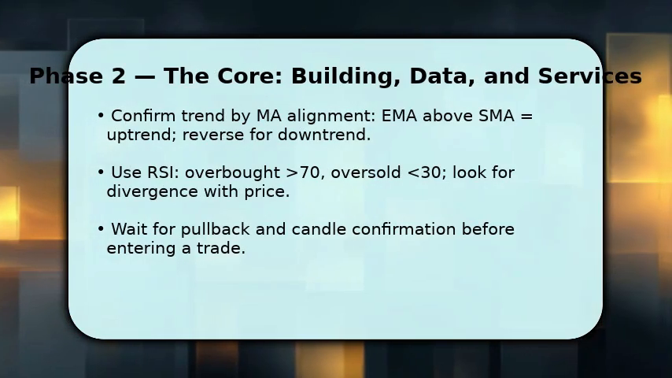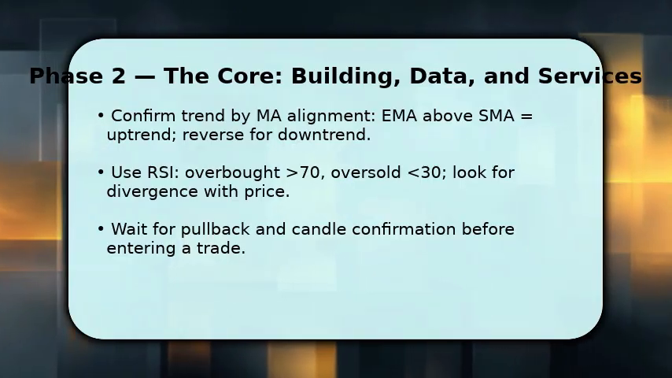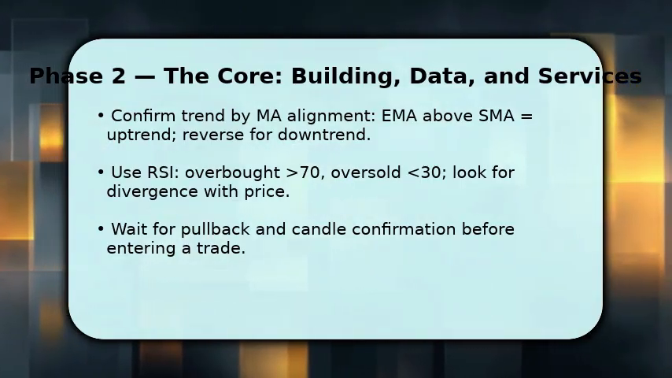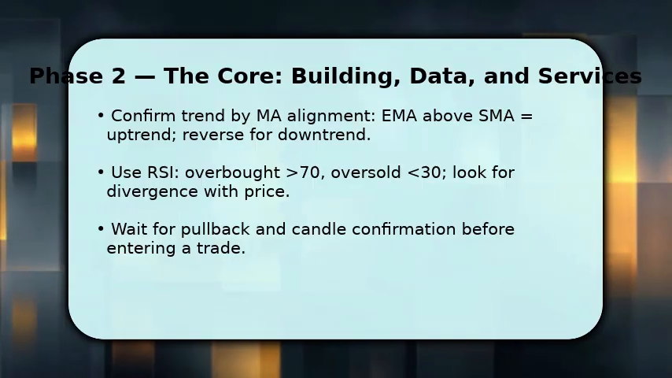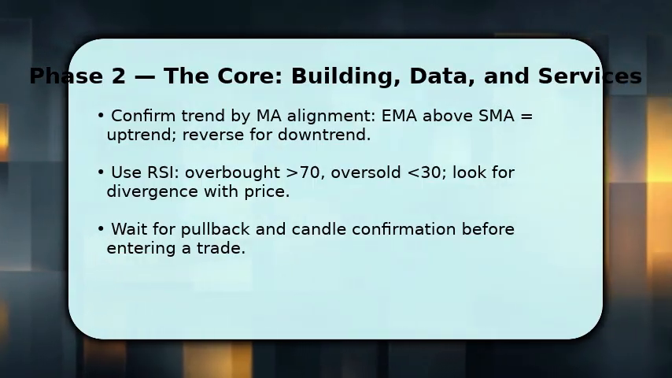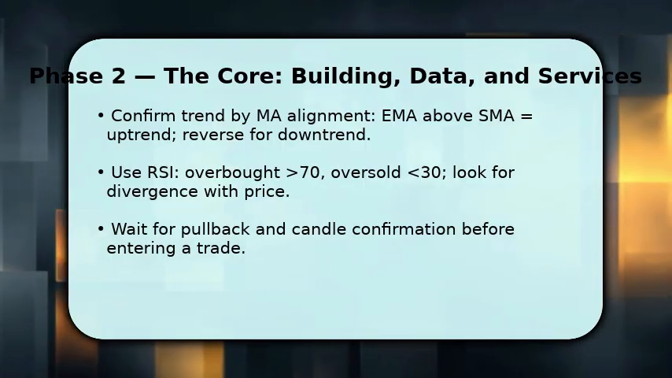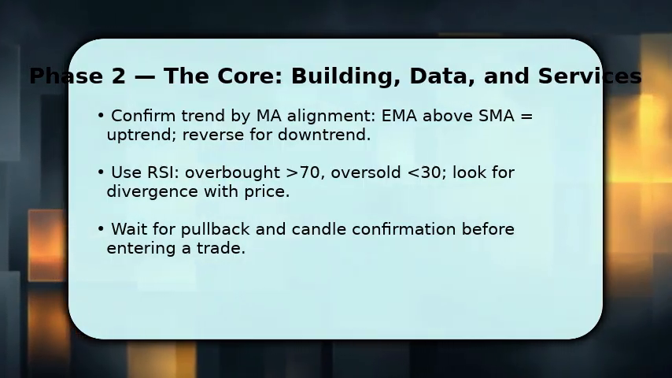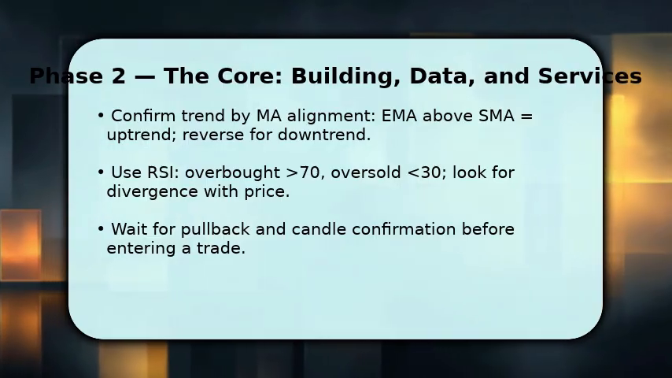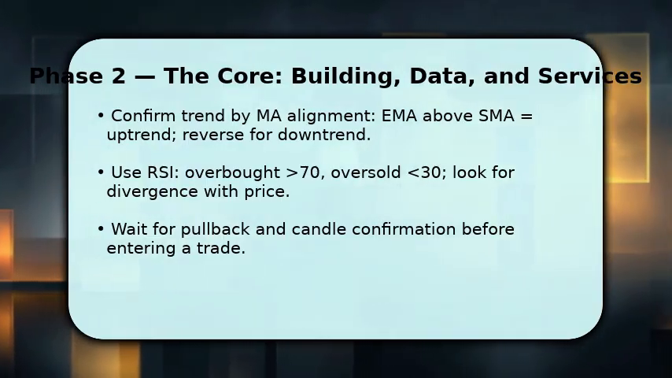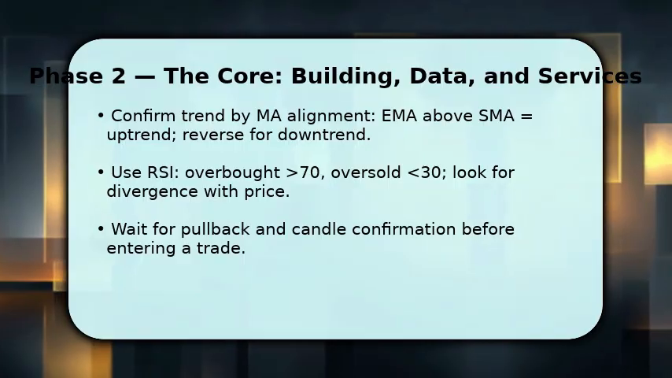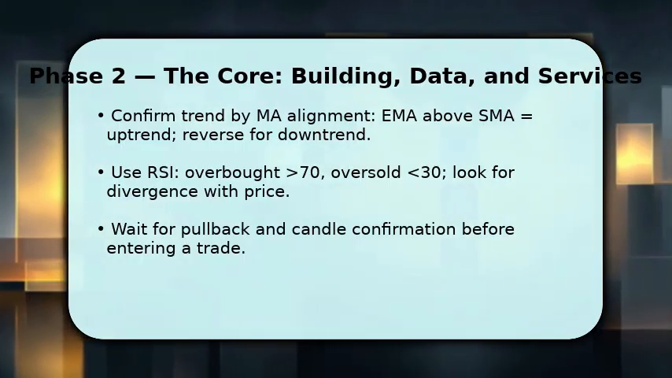You now combine trend and momentum. First, confirm the trend with moving averages, EMA relative to SMA, and then check RSI for strength. If EMA sits above SMA and RSI is rising but not above 70, you have a trend that can continue. Conversely, watch for divergence between price highs and RSI for weakening momentum.